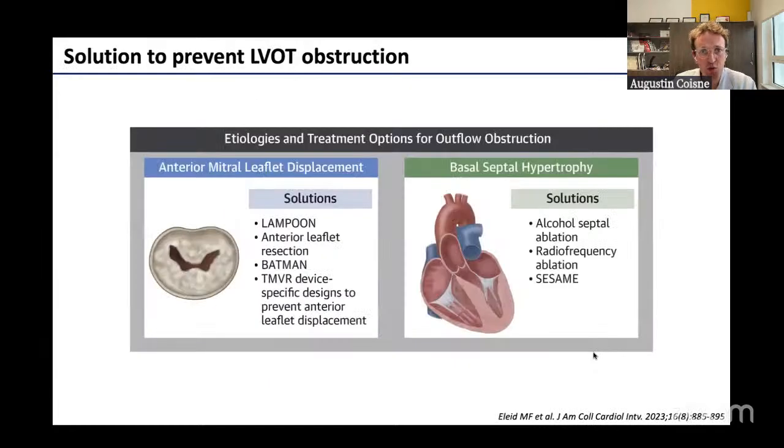Another solution tries to prevent the risk of LVOT obstruction. As we mentioned, this is a very important risk, so one approach is to work on the anterior mitral leaflet. We can have several solutions like the LAMPOON, like the BATMAN, like an anterior leaflet resection, or TMVR device-specific designs to prevent this kind of LVOT obstruction. And of course, we can propose a treatment of the basal septal hypertrophy, like an alcohol septal ablation or a SESAME, like electrosurgery.